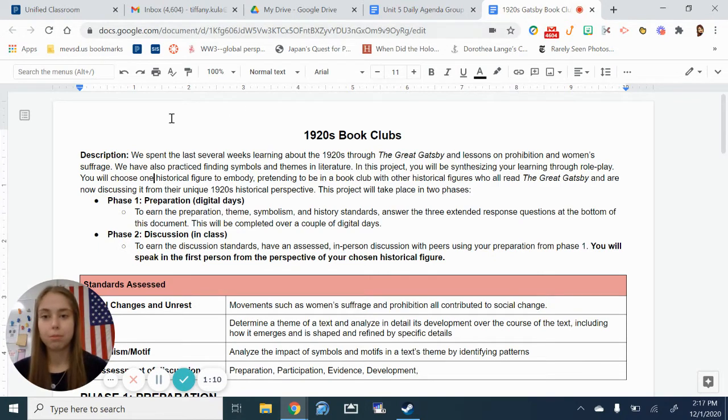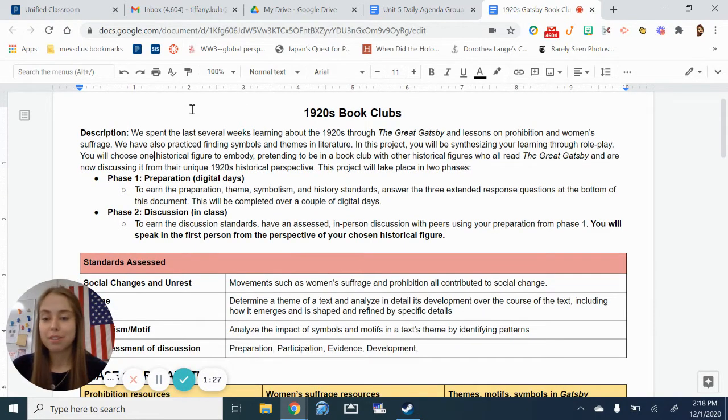We've spent some time, obviously, reading the book, talking about the book as yourselves. Now we want to pretend to look at the book through the lens of a 1920s person. So it should be, I think, hopefully, kind of a fun assessment. We'll see. So this will happen in two different phases.